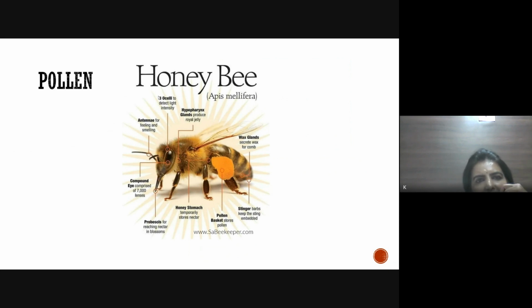Yeah, this is again a honeybee with the pollen basket. It has the wax gland. So this is how the pollen basket looks, where it carries the pollen. Next.